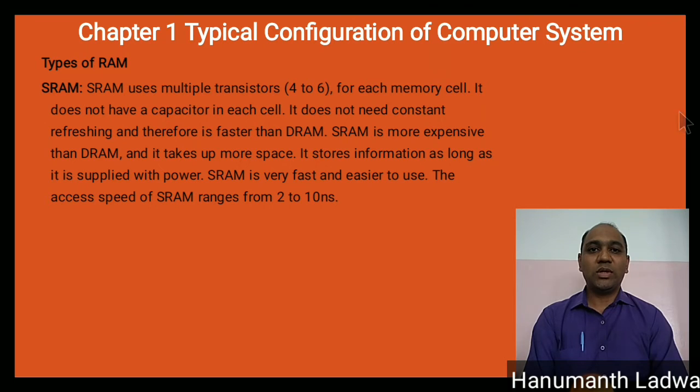Now let us continue with SRAM. Static RAM uses multiple transistors, that is 4 to 6 for each memory cell. It does not have a capacitor in each cell. It does not need constant refreshing and therefore is faster than DRAM. SRAM is more expensive than DRAM and it takes up more space. It stores information as long as it is supplied with power. SRAM is very fast and easier to use. The access speed is from 2 to 10 nanoseconds.